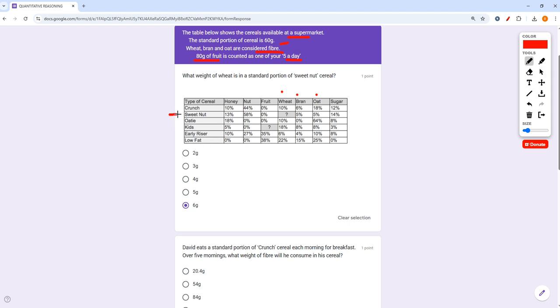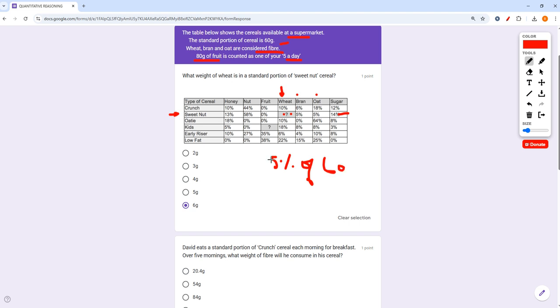So he asks, what weight of wheat is in a standard portion of Sweet Nut cereal? Sweet Nut cereal, there you go. So I'm trying to find out how much is a percentage of this one. 13%, 13 plus 58, 71. 71 plus 5 and 5, 81. 81 plus 14, that's 95. That means the remainder, 100 take away 95, is 5%. 5% of what?